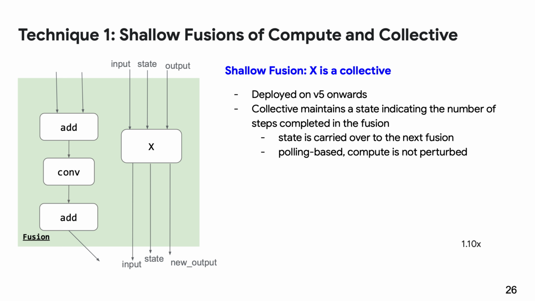So if X is a collective, and you might have seen these fusions, I'll show you an example soon. X is a collective, like an all gather or all reduce, and it has a state. It's basically a bunch of scalar instructions that maintain the state, and then that gets plumbed to multiple fusions and gets completed.